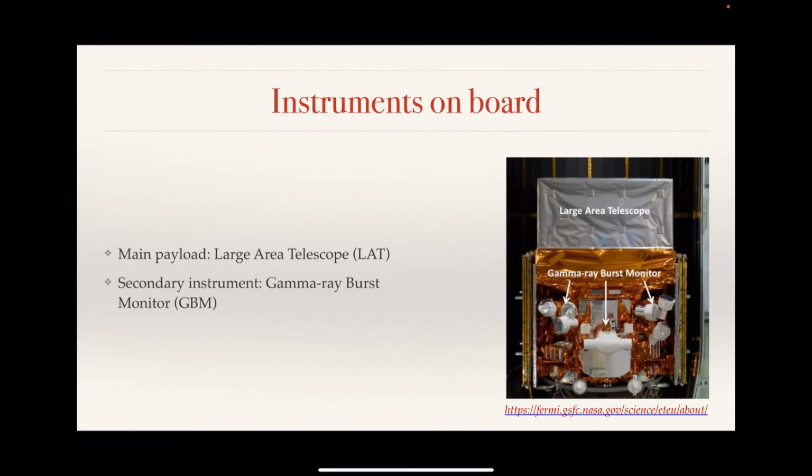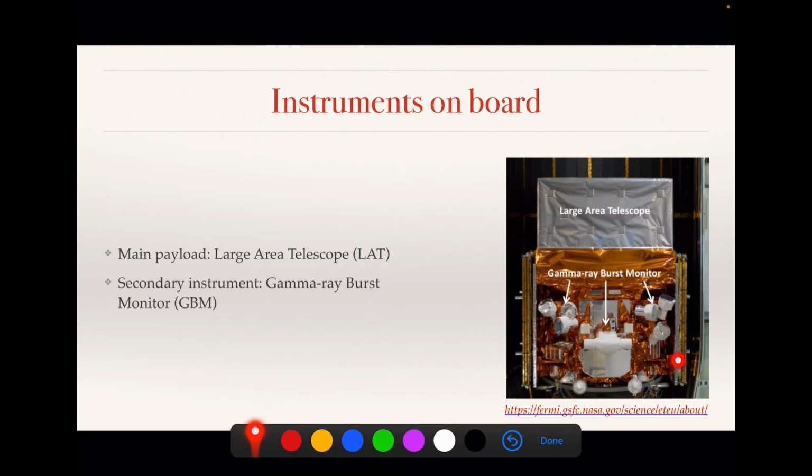So these are the instruments on board. The main payload consists of the Large Area Telescope or LAT, and the secondary instrument is the Gamma Ray Burst Monitor or GBM. This figure over here shows the positioning of the instruments on the Fermi Observatory. The Large Area Telescope sits on top, and the several components of the Gamma Ray Burst Monitor or GBM are located across the various parts of the satellite.